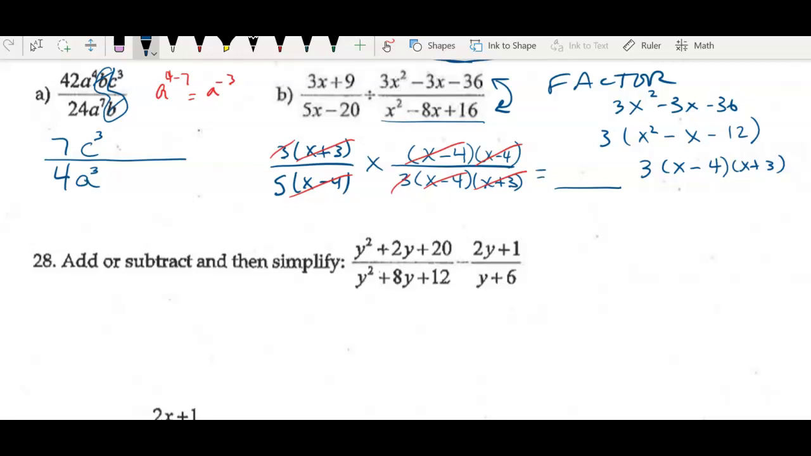Okay, notice I have nothing left in the denominator. That just means there's a 1. The answer is actually 1/5. That's all I have left in that problem.